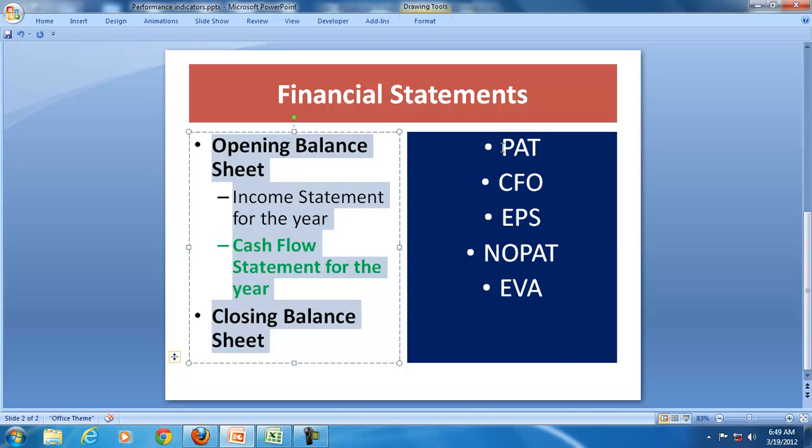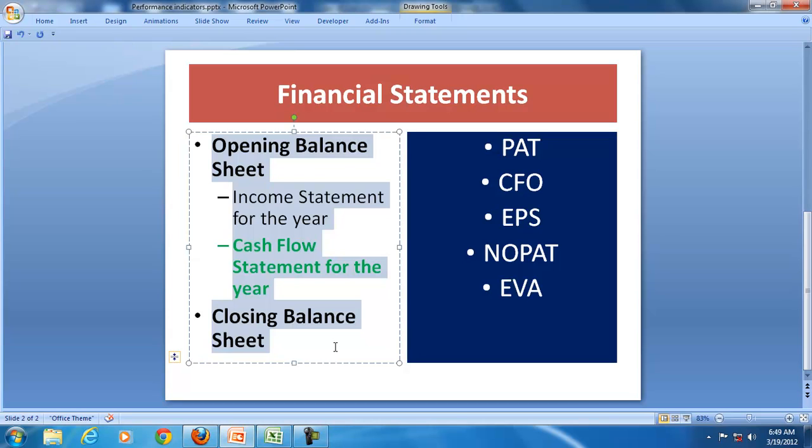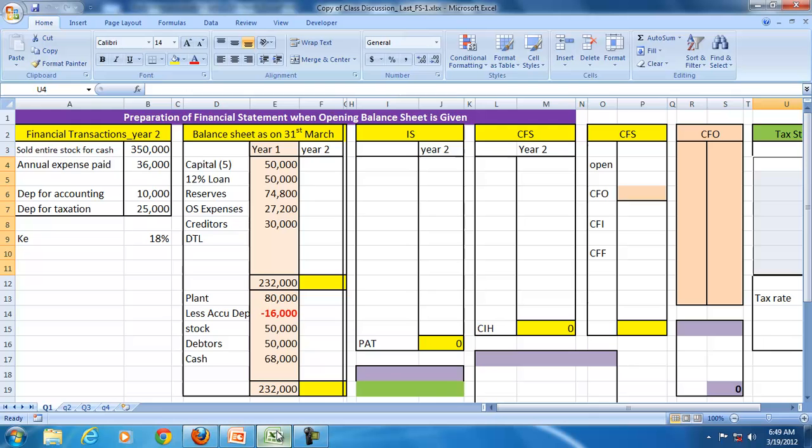On the completion of the preparation of financial statements, we can derive some important performance indicators like profit after tax, cash flow from operations, earning per share, net operating profit after tax, which is popularly known as NOPAT, and with some additional information it is possible to calculate the economic value added. So in this session we will recap the preparation of the financial statements, and then derive some of these financial indicators.